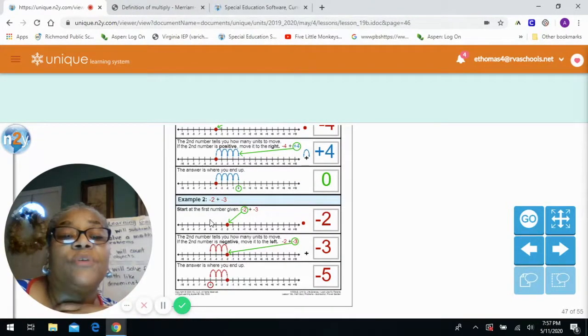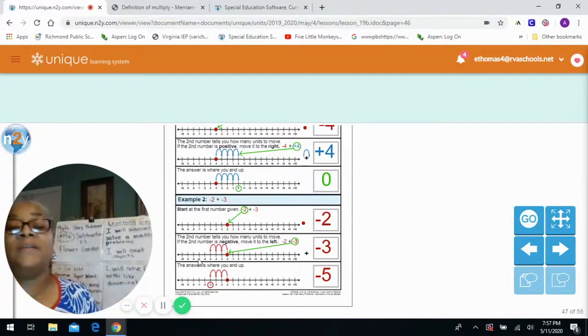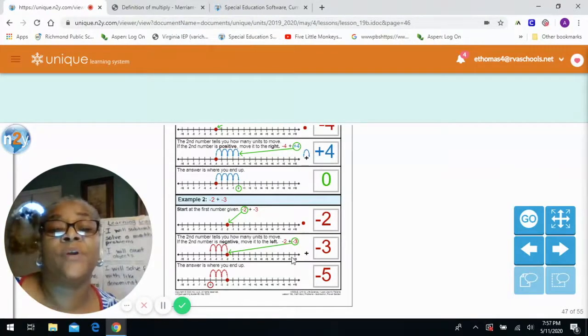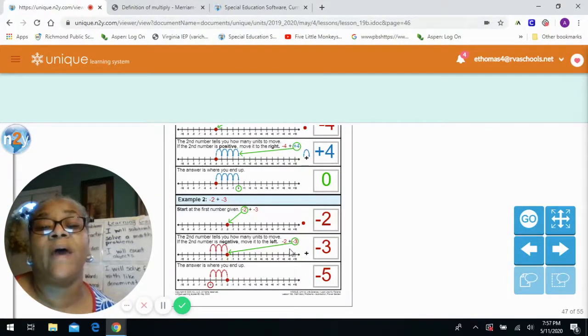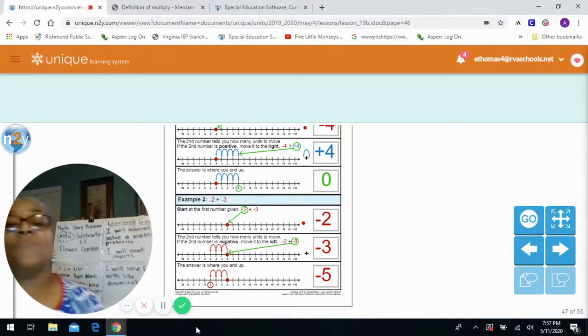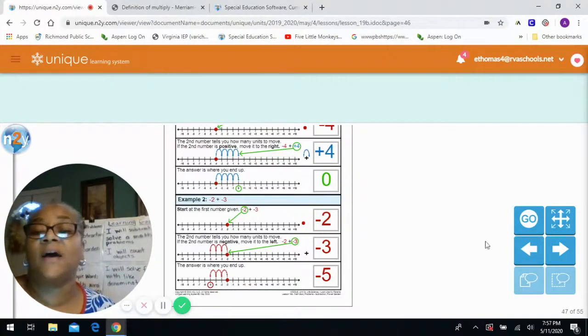So we started with 2 and we moved 3 times over. We have to move it 1, 2, and 3. And we ended up with what? -5. We still ended up on the same side. All righty. That's where we ended up. So when you're adding, it'll still be the same. Stay on the same side.